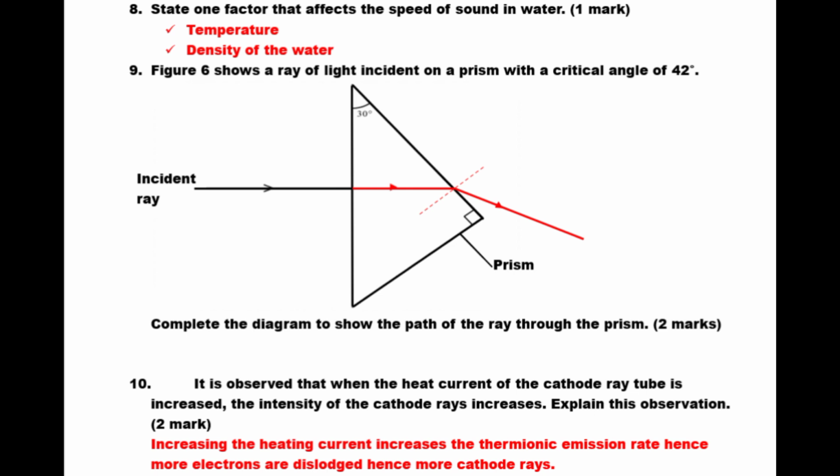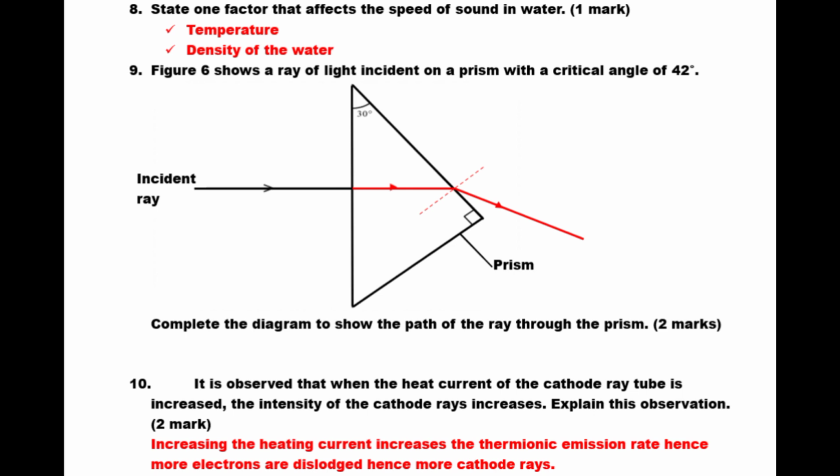Question 9. Figure 6 shows a ray of light incident on a prism with a critical angle of 42°. We have a ray of light incident on a glass prism. The critical angle is 42°. Complete the diagram to show the path of the ray through the prism.